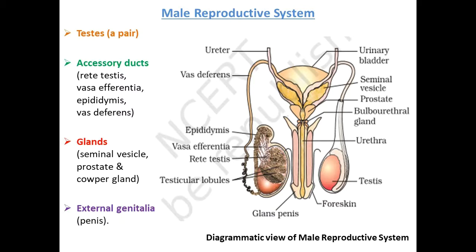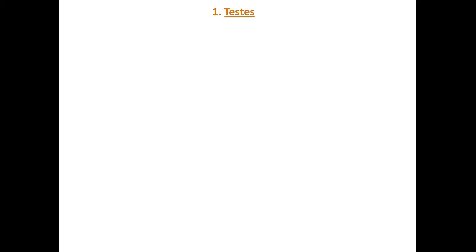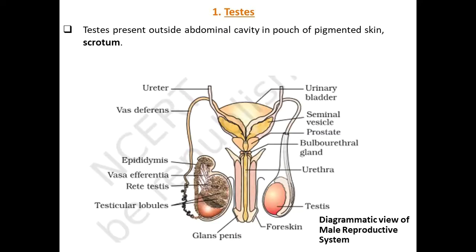Is it okay? That is where the topic we are going to take up is the main components of the male reproductive system. Starting with the first is testes, which is a primary sex organ and in which the sperms are formed. Testes are not present in the abdominal region. Instead, testes present outside the abdominal cavity in a pigmented pouch of a skin called scrotum.